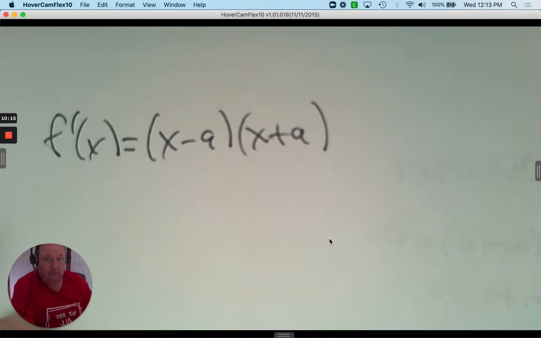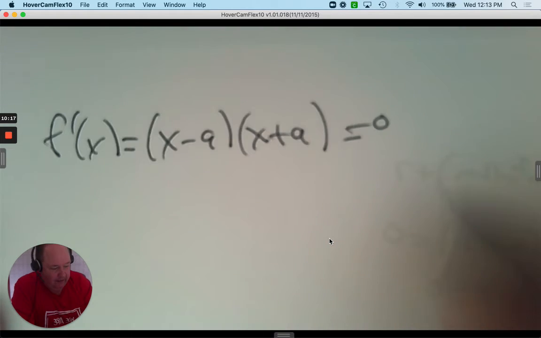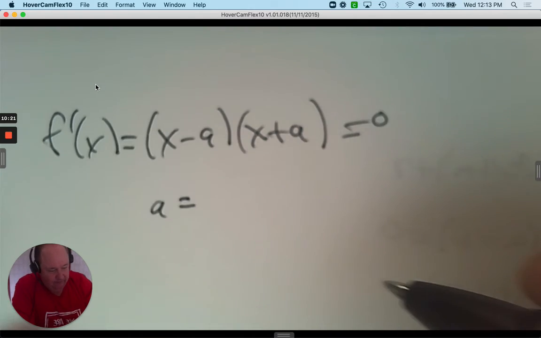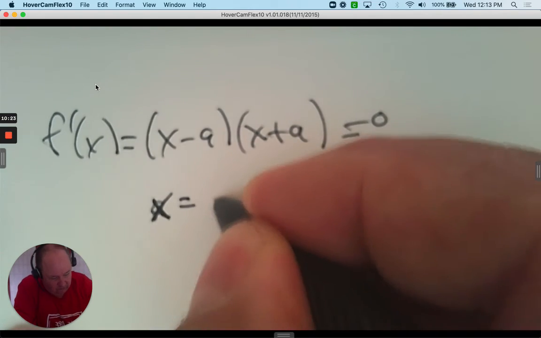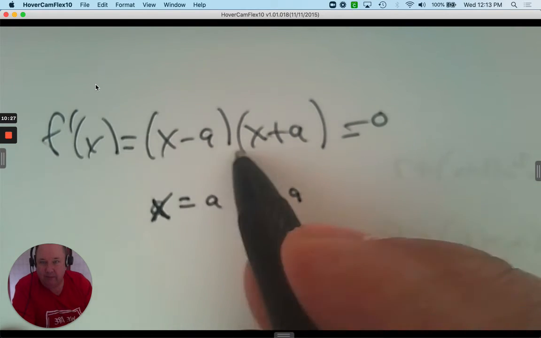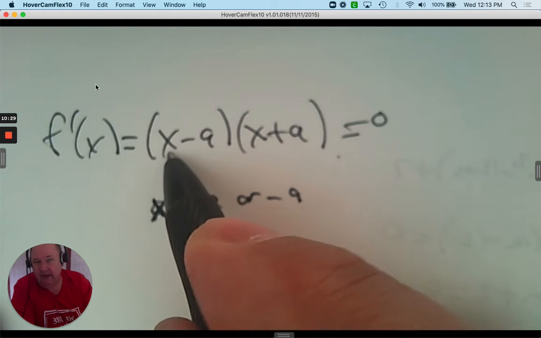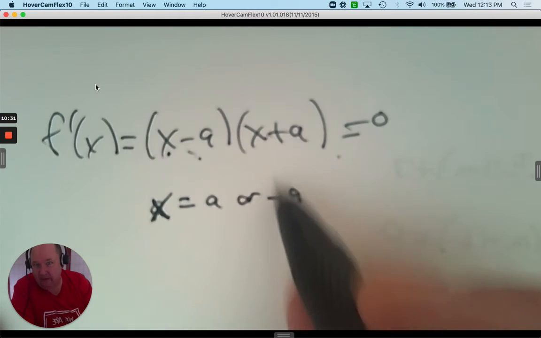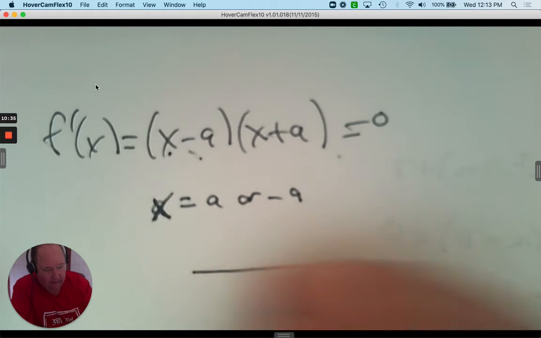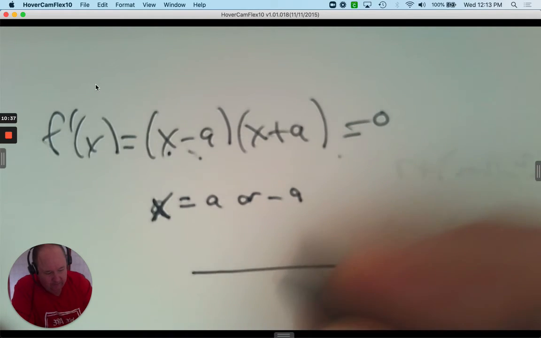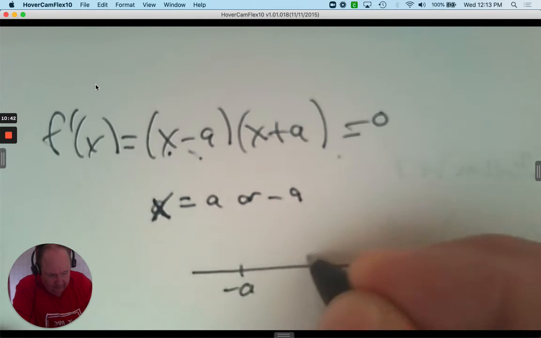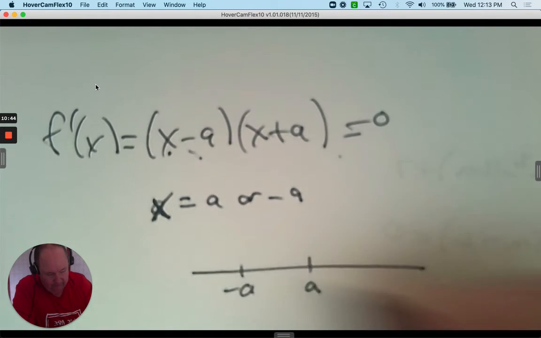So if I look at that and make it equal to 0, a is a constant. So when x equals a or negative a, this will be 0. If x was a, take away a is 0. If it was negative a, plus a is 0. That will give me the answer 0. So I'm going to draw a number line, and I'm going to label negative a and positive a on that number line.